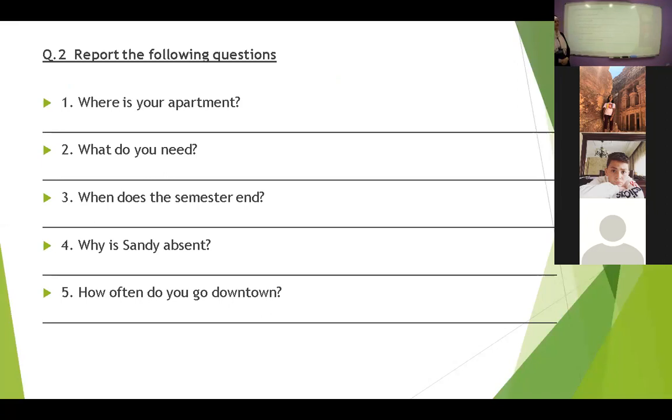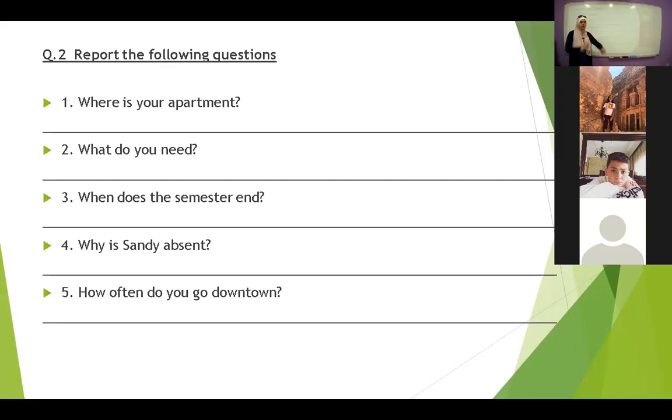Do number 1. Report the following questions. "Where is your apartment?" He said, where is your apartment? What is the subject? Your apartment. The helping verb here, sorry, it's not a helping verb here, it's a main verb: is your apartment. So we have to switch.